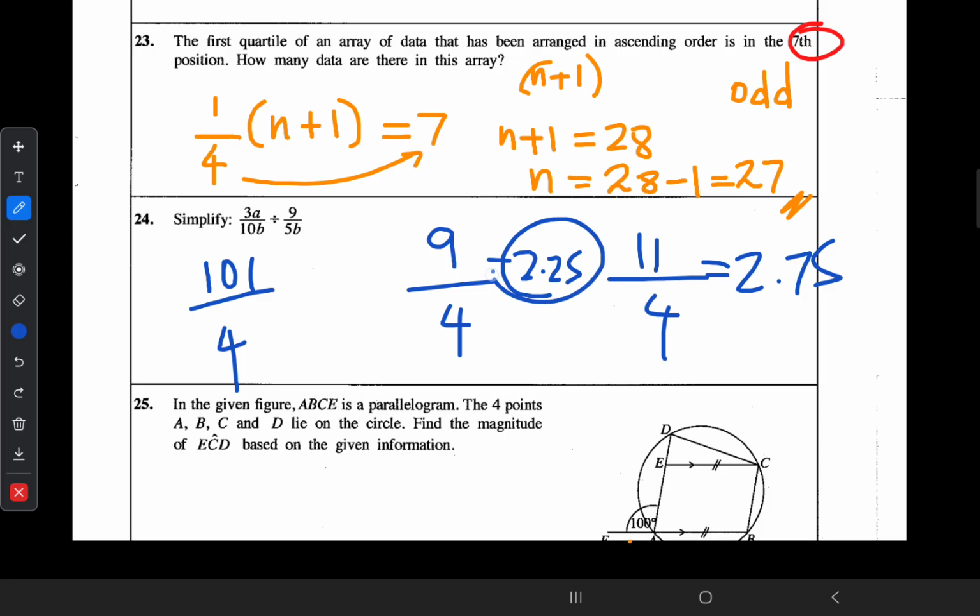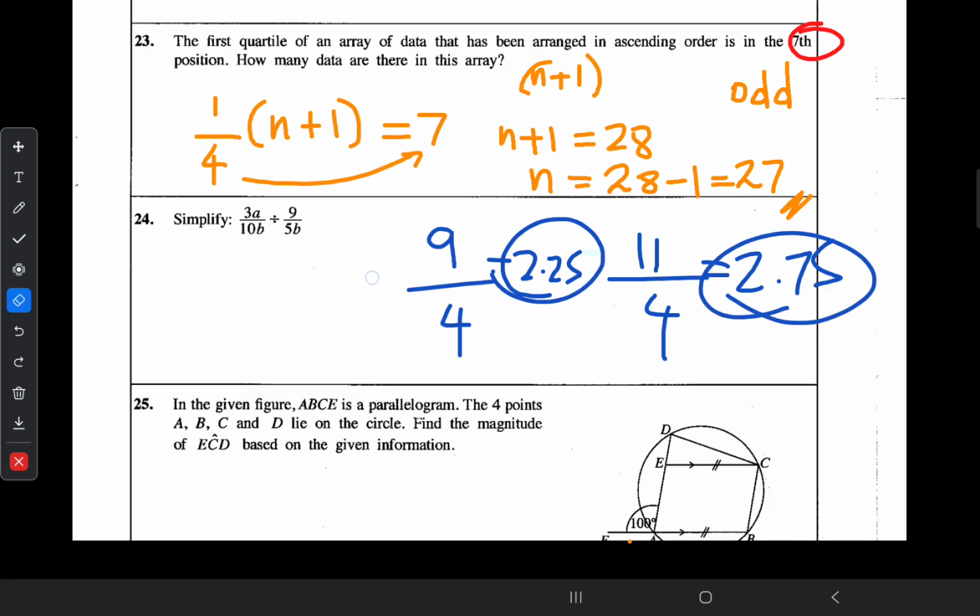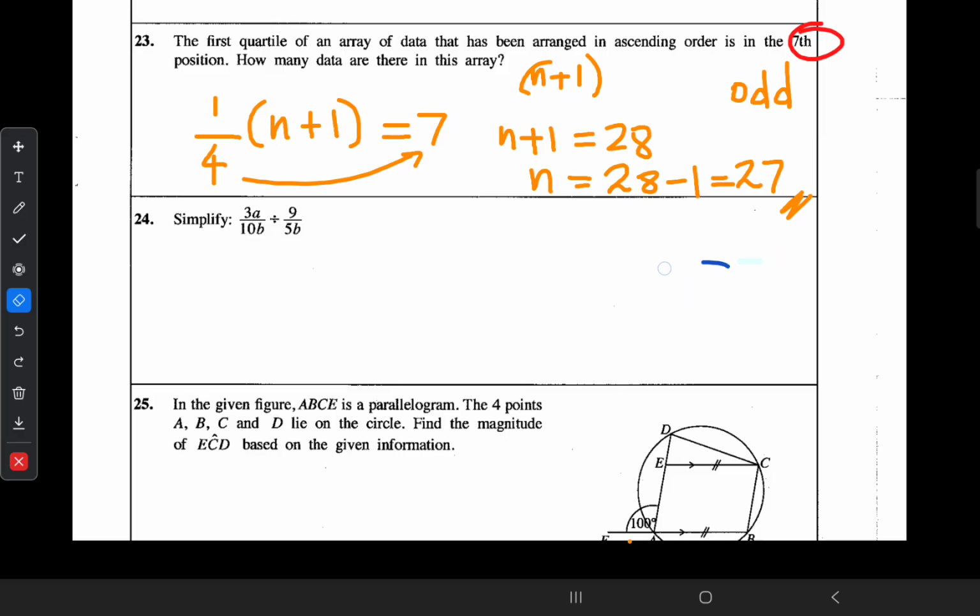It cannot be a decimal one. That's why we are just adding plus 1 to the overall value to avoid those decimal corrections. To avoid those decimal errors only, we are adding 1 to resolve it. So first quartile, 1 upon 4 of total data in the array is equal to 7. We can simplify to get the answer for n as 27.